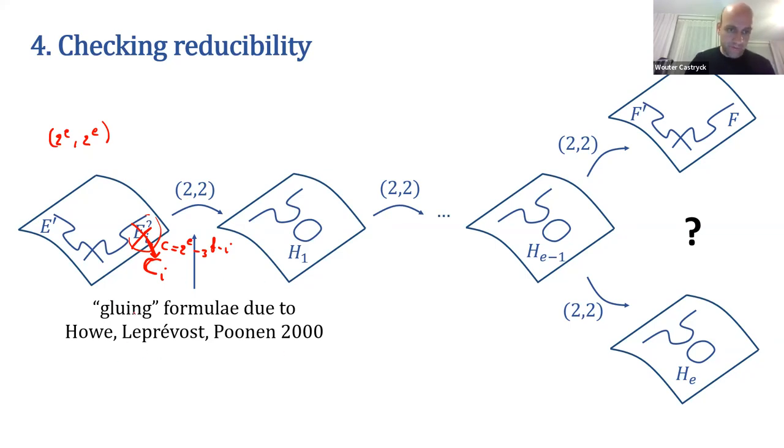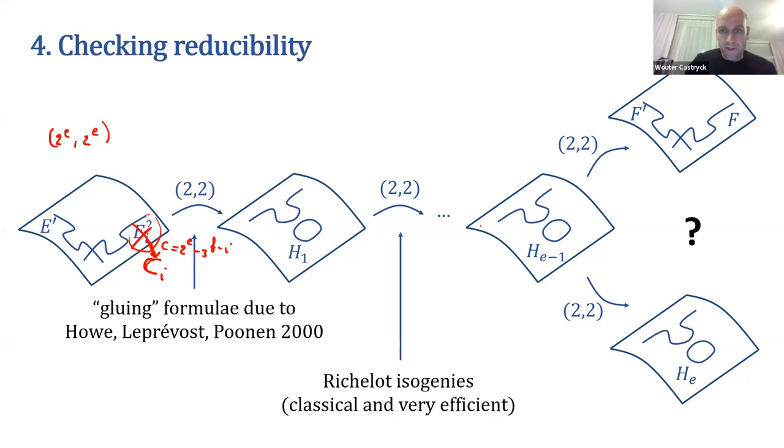I will not discuss these formulas, but they are very explicit, and they were developed by Everett Howe, Franck Leprévost, and Bjorn Poonen in 2000. So we just took these formulas basically from their paper and implemented them. And then the other steps are much more classical. So such steps are called Richelot isogenies. They go back to the 19th century.